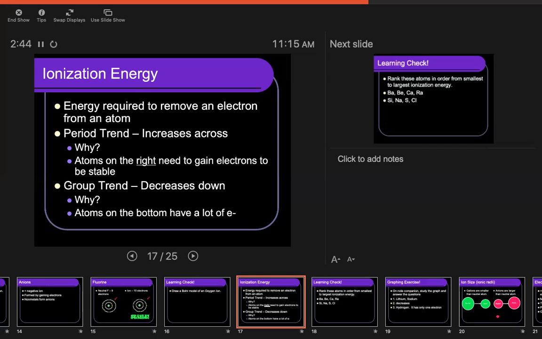If you have your own periodic table, go ahead and drag it out because you're going to need it to be able to answer the next learning check questions that we're doing here.